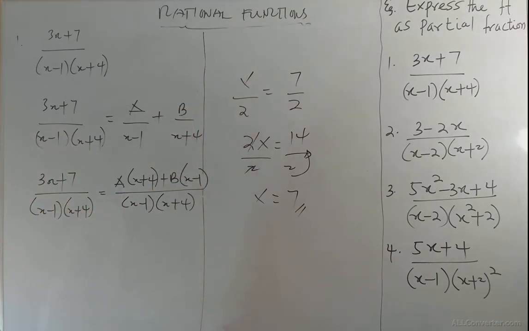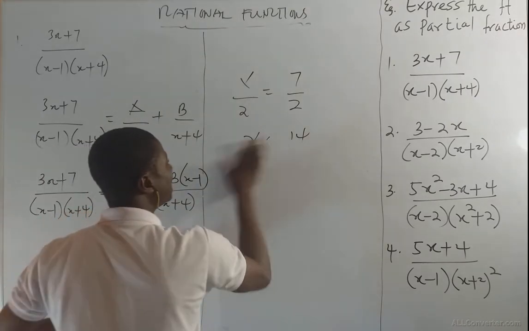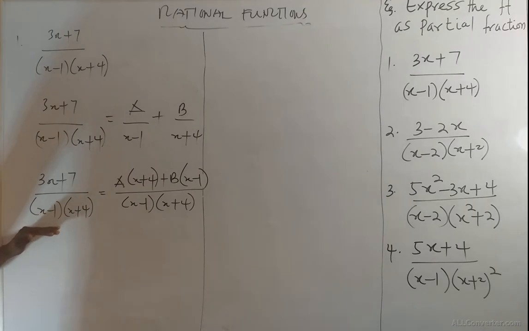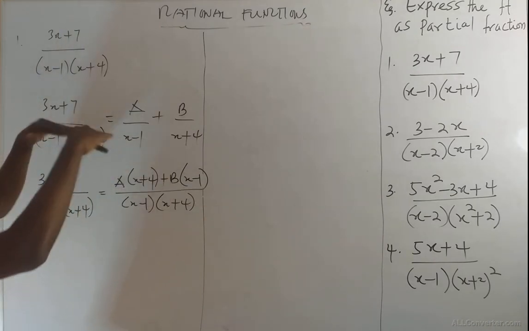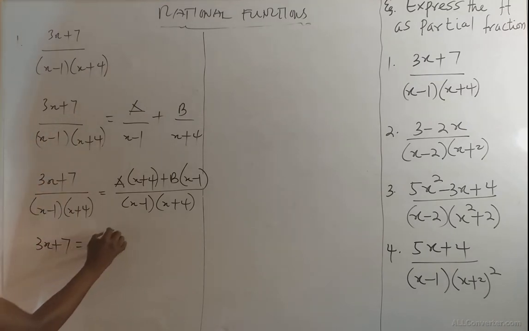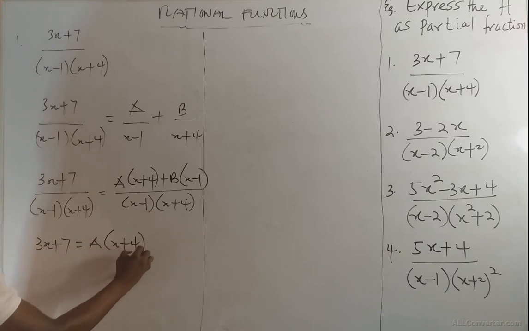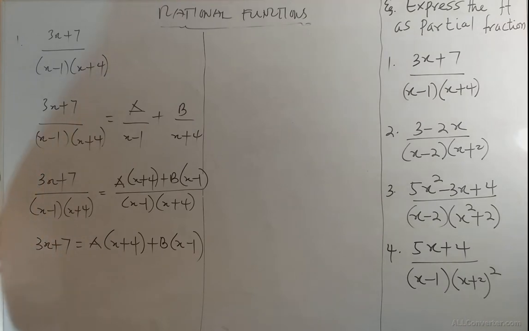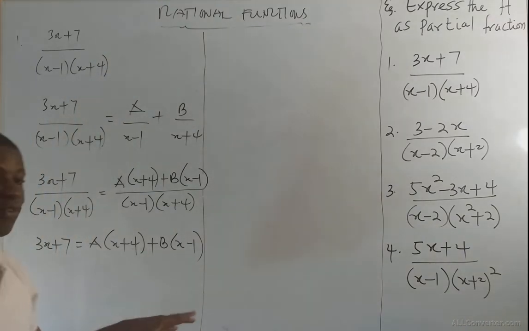That's what I'm saying. So back here with the same idea, we can also say that because the denominators are the same on the left and the right, we can equate the numerators. So here we have 3x plus 7. Up here we have a times (x plus 4) plus b times (x minus 1). And this is our identity. Now we are going to solve for a and b.